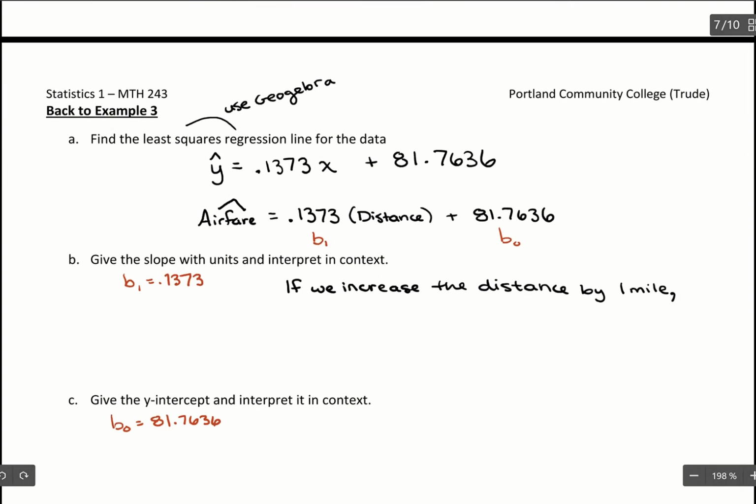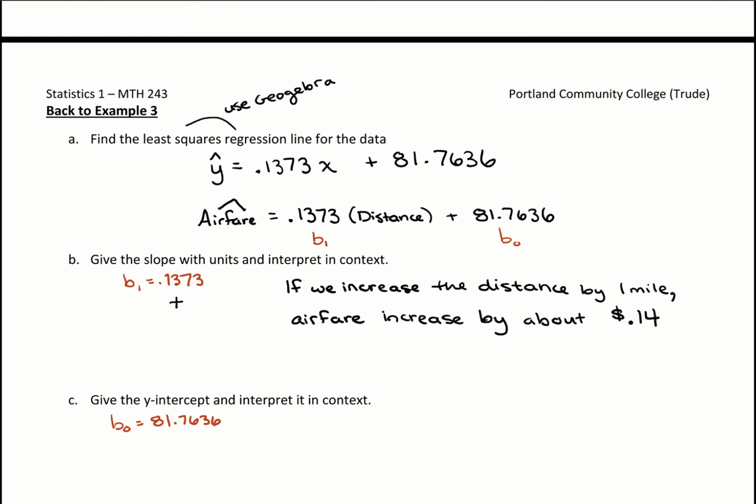So if we increase the distance by 1 mile, airfare, our y value, is going to be increasing. Because it's positive, airfare will increase by, and then this is in dollars. So it's going to increase by, let's say, about 14 cents. So for each mile that we add on, airfare is increasing by about 14 cents. So that's how you would interpret slope there.